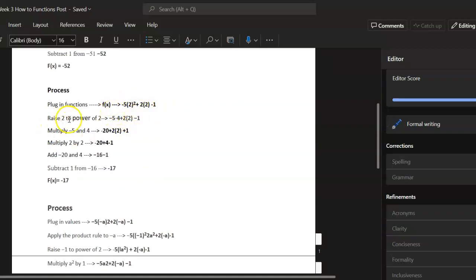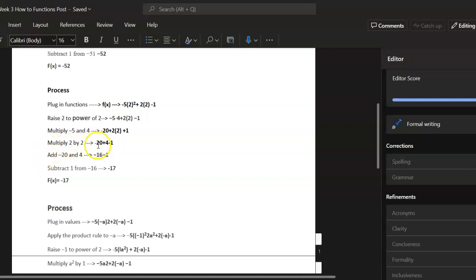So you're going to raise the 2 to the power of 2, and that leaves us with 5 times 4, because basically 2 times 2 is 4. And the negative 5 stays, so then you're going to multiply negative 5 and 4, and you get negative 20.